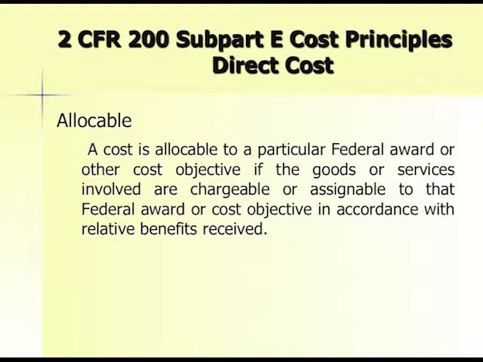Now, stuff that is indirect, and we'll get into that, is hard to prove that it's allocable because you can't easily identify that particular award receiving the direct benefit of that. And if you do, what percentage or what portion of that? So it has to be allocable. It has to be directly related to your program, to your project.